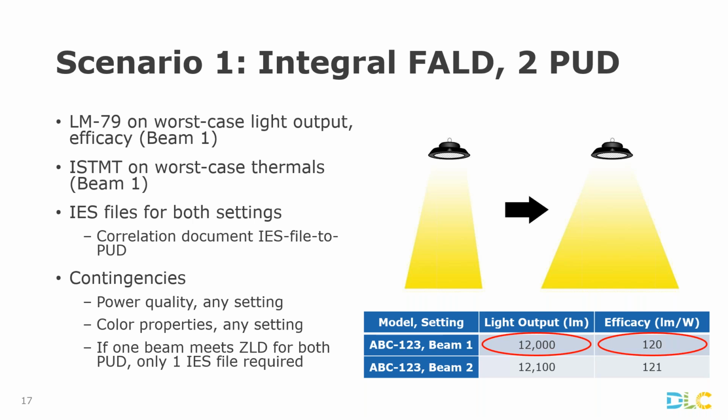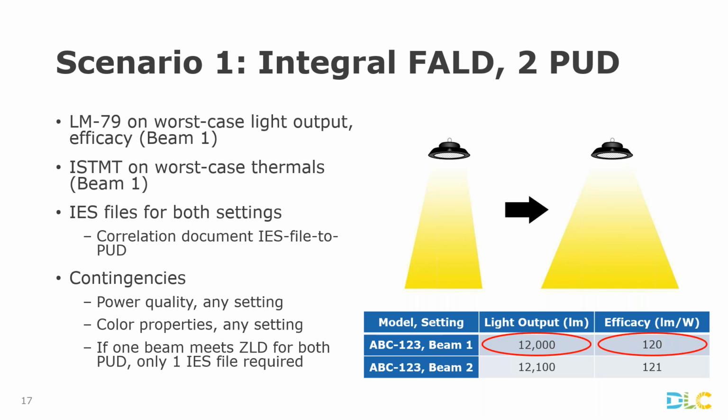And then the last note here, if you're familiar with the ZLD requirements between the high bay and the high bay aisle, they overlap quite a bit. So if there is a condition where one IES file demonstrates compliance with the ZLD requirements for all of the PUDs involved in the application, only one IES file would be required in that application. It does have implications on how the product gets listed, but that in principle would also be sufficient.